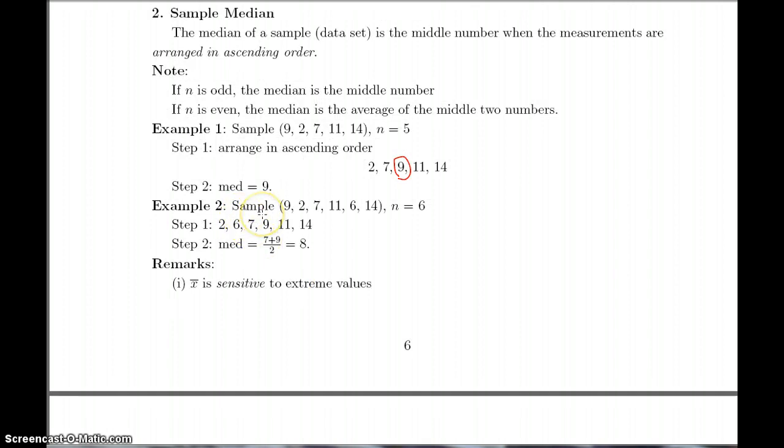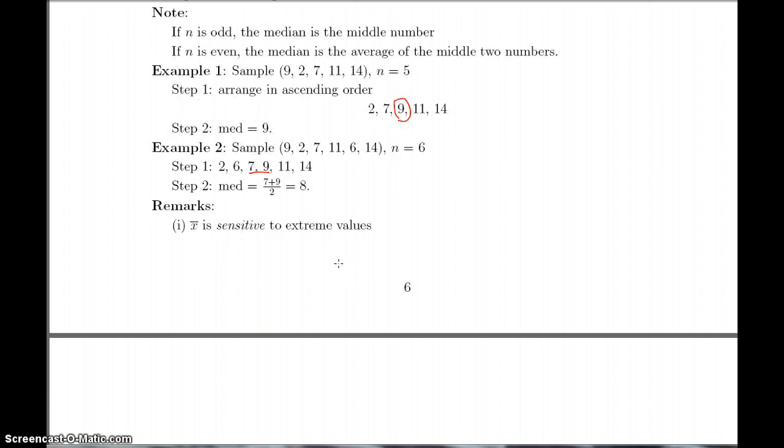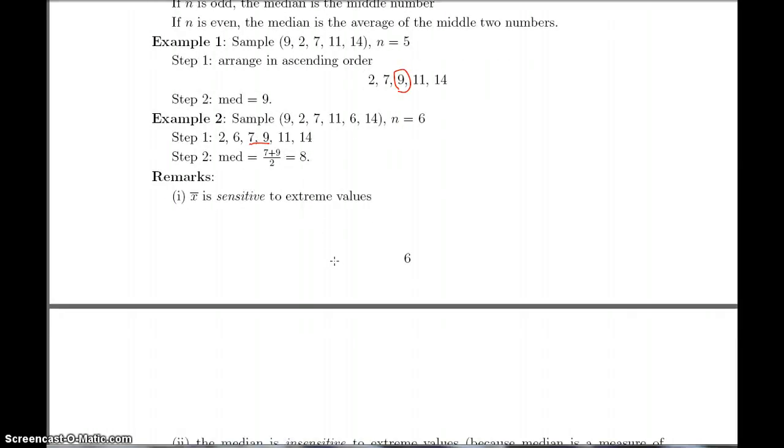Here's another sample, which I have now 6. So I arrange them in ascending order. I get 2, 6, 7, 9, 11, and 14. And now I have two middle values. So I get 7 plus 9 over 2. I get an 8 as my median. So now let's compare both the mean and the median.